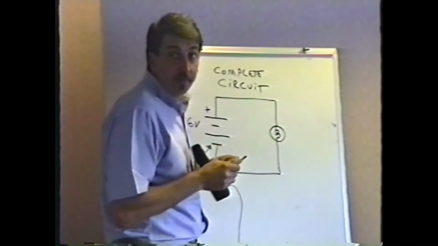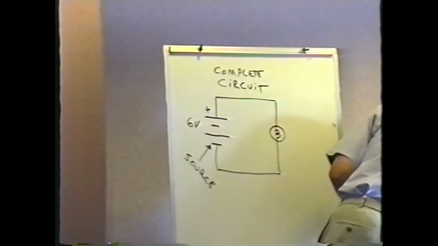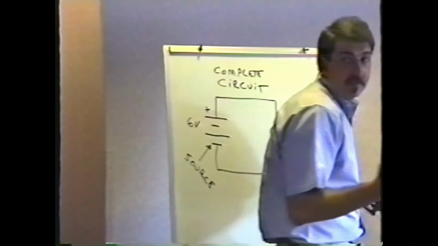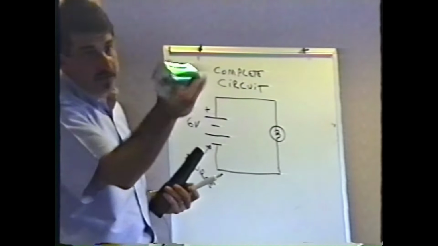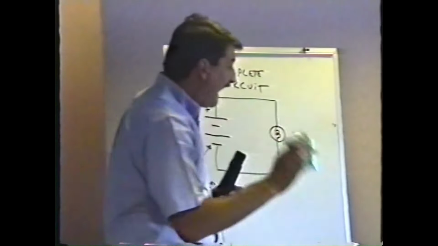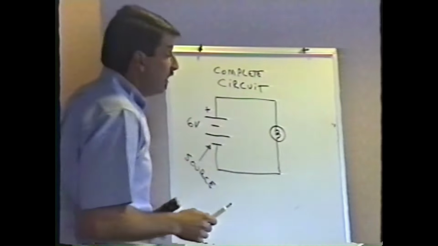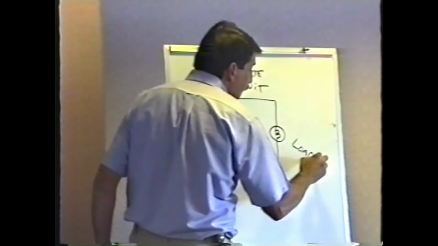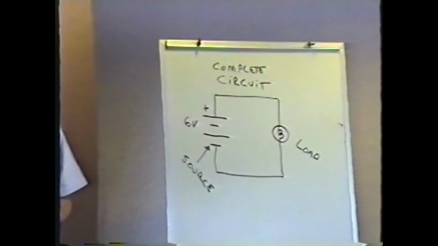Then you need to have something that's using the power from the source. If I just have a battery like this with nothing else connected to it, this is not a circuit. This is just the source. In order to have a complete circuit, you have to have something that's going to use the power from the source. And we call that the load. The load is anything that's going to use the power from the source.